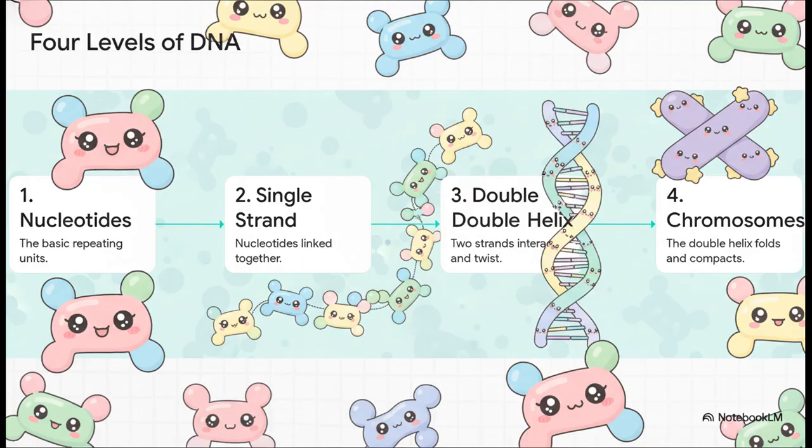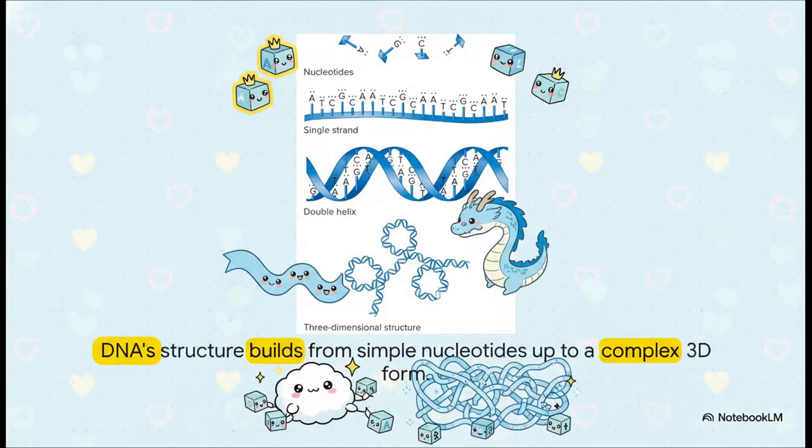Then we link them together to form a single strand. From there, 2 of those strands get together and twist up to create that famous double helix. And finally, that helix gets packed and folded super tightly into what we know as chromosomes. We're going to walk through every single one of these steps. This picture just lays it all out perfectly.